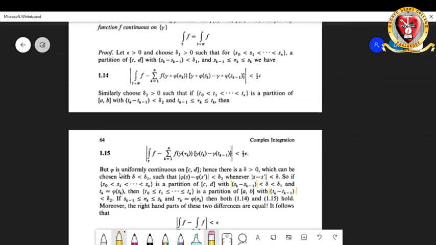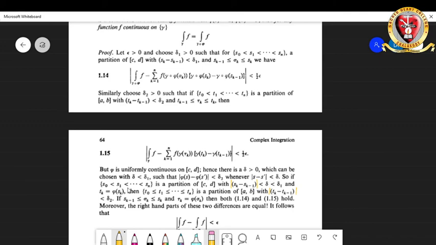And also we know that this phi is uniformly continuous on closed interval CD. Hence, there is a delta strictly greater than 0 which can be chosen such that delta is strictly less than delta 1, such that modulus of phi of S minus phi of S dash is strictly less than delta 2 whenever modulus of S minus S dash is strictly less than delta. This happens because phi is uniformly continuous.